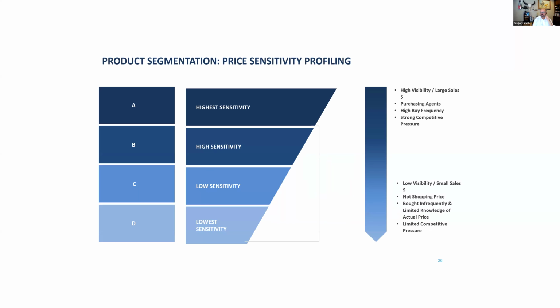Product sensitivity, again, it's not that difficult to do with your product sales data. If you haven't done it already, I recommend you do it. You're simply putting products into 4 buckets, right? And 25% is the highest sensitivity.